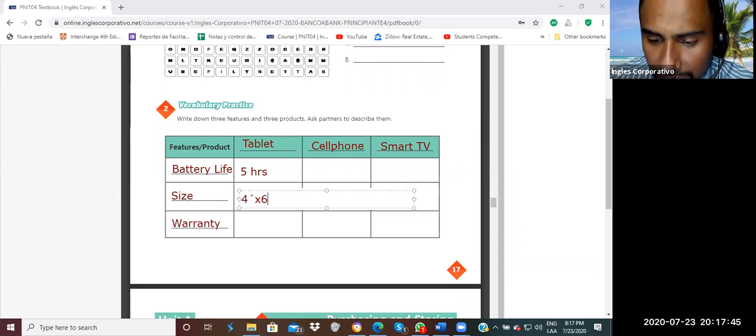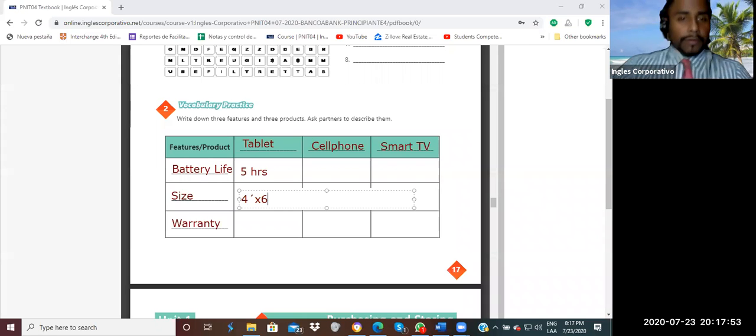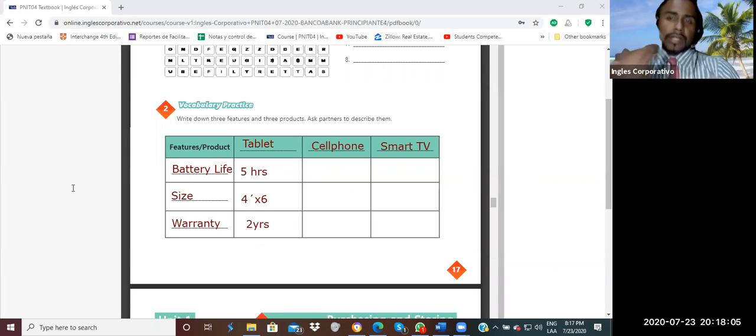This is only an example, guys. Obviously, you're going to do it different or the way that you want to do it. What is the warranty? Oh, the warranty of the tablet is 2 years, like that. And you're going to create the conversation. Like a salesperson, you're going to imagine like if you are giving information to a client.